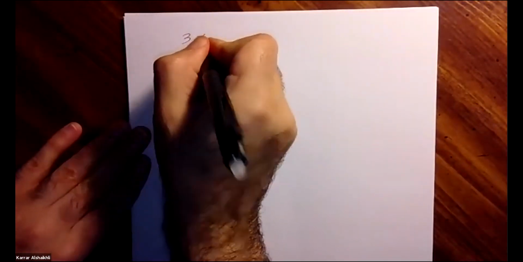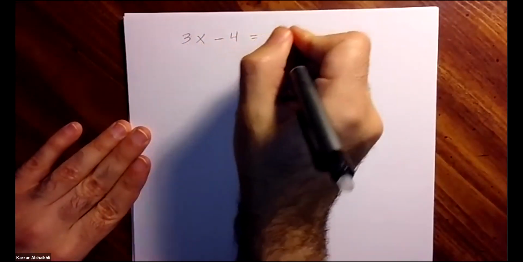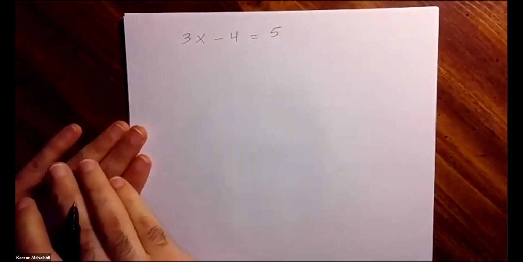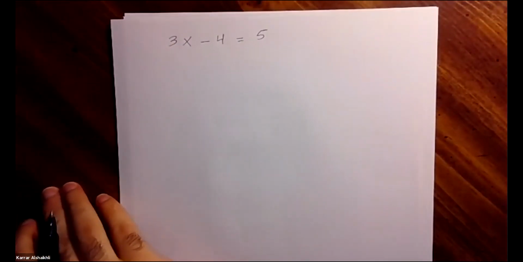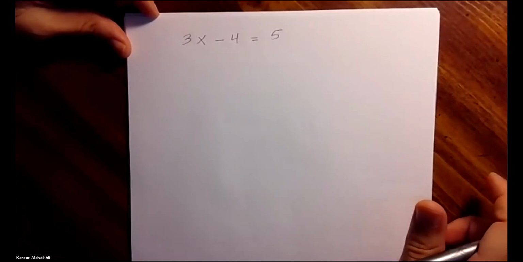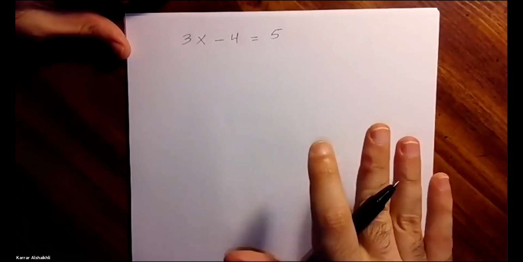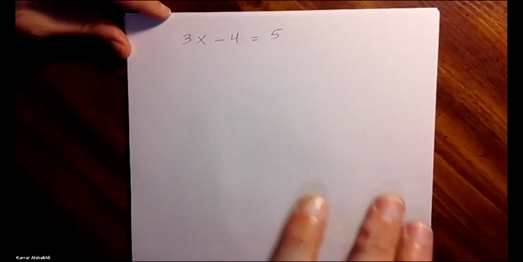If we have 3x minus 4 equal 5, you see, it's exactly the same thing. The first step, I'm always going to do these steps. First step, move all the numbers by itself to the right side.